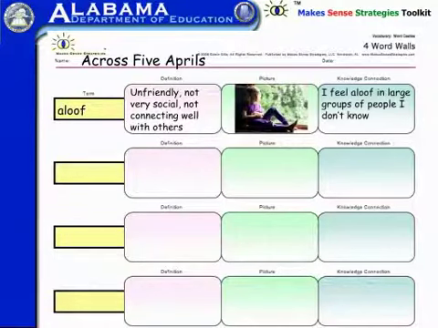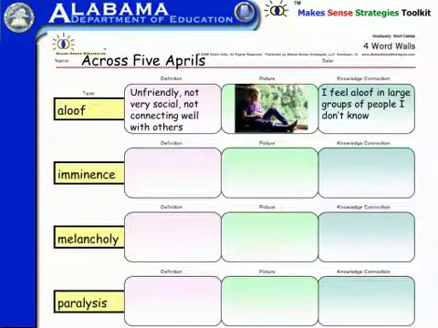Knowledge connection: I feel aloof in large groups of people that I don't know. So aloof might be one of the terms from Across Five Aprils, along with eminence, melancholy, and paralysis, just to illustrate how that might be used for that book.